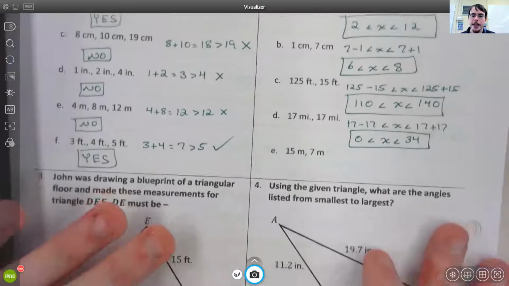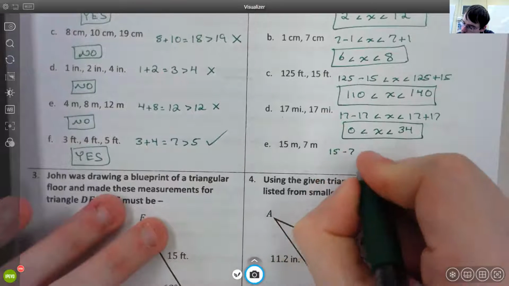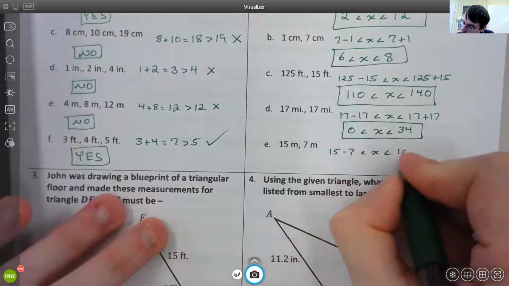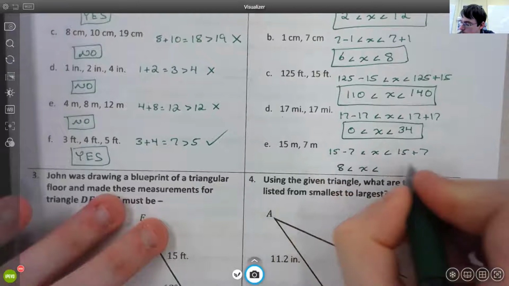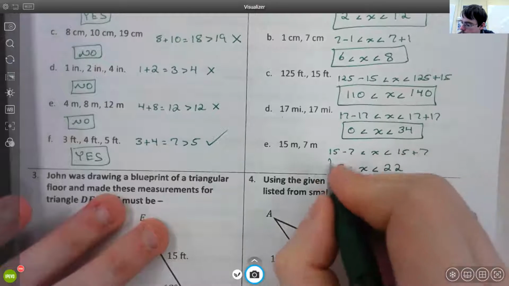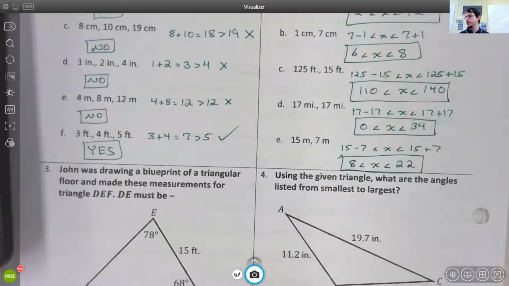And then finally, E, 15 and 7. We take 15 minus 7. And then we take 15 plus 7. 15 minus 7 is 8. 15 plus 7 is 22. Okay? That's how you determine the range.